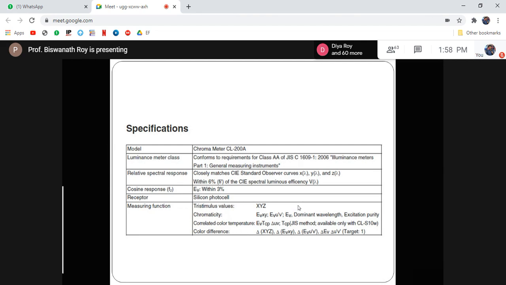Yes, sir, please repeat TCP because your voice gets cut. TCP is the symbol of correlated color temperature. This is taken from the specification of the instrument. There are so many parameters we can measure with the help of the instrument, but right now we can concentrate on the measurement of correlated color temperature, TCP.